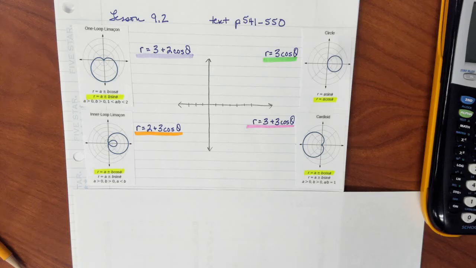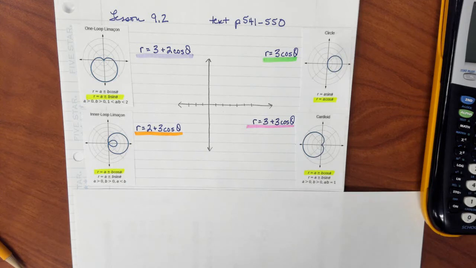Welcome to your second lesson in section 9, chapter 9. This is section 2, and we are going to deal with some really fun graphs, and these are specific equations that you will need to be able to identify the type of graph from the equation.